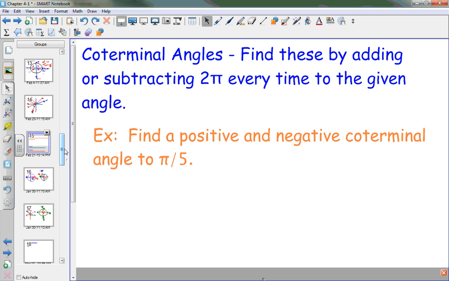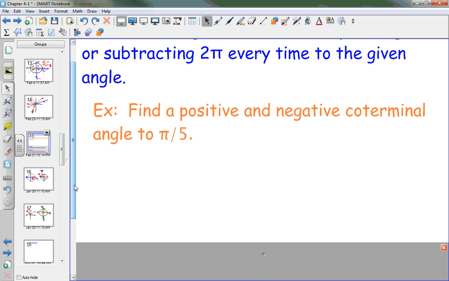So, if I say find a positive and a negative coterminal angle of pi over 5. First of all, what unit of measurement am I in? Radians. How did I know it's radians? Because of the pi. What I have to do is take pi over 5 and add 2 pi, and take pi over 5 and subtract 2 pi. Why am I adding 2 pi and subtracting 2 pi? Because if you go clockwise, that is a negative angle. If you go counterclockwise, that's a positive angle.